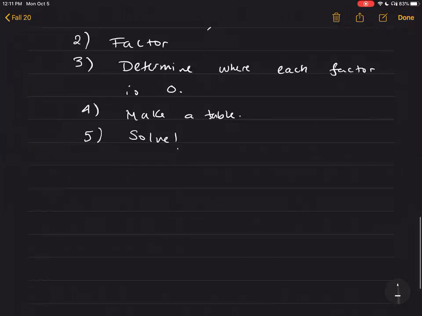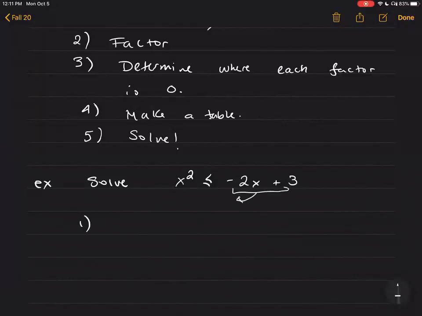So let's do one. Let's solve x squared less than or equal to negative 2x plus 3. Okay, so the first step is to move all the terms over to one side. So I'm going to add 2x to both sides and subtract 3 from both sides. So I get x squared plus 2x minus 3 is less than or equal to 0.